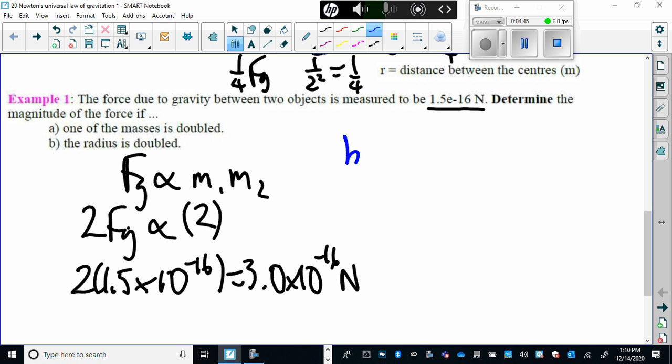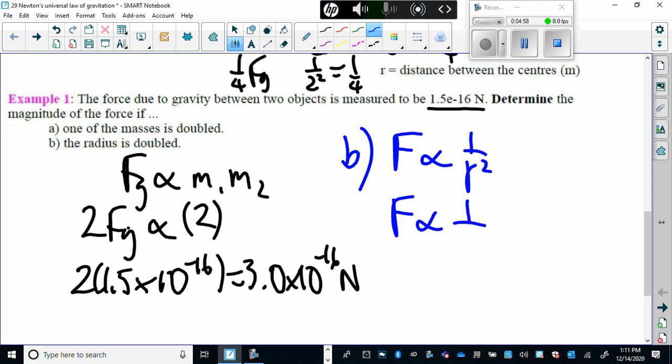B, if the radius is doubled, so we sort of alluded to this one earlier also. It's an inverse square relationship, so I'm doubling the radius, so I have to replace this radius with a 2, because it's 2 times greater, but then I also have to square it, and I get a quarter. And therefore, to keep this relationship even, the new force of gravity must be a quarter of what it once was.